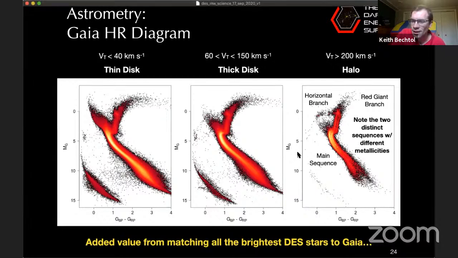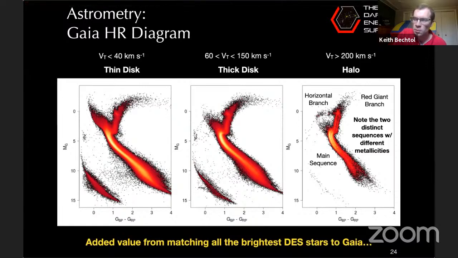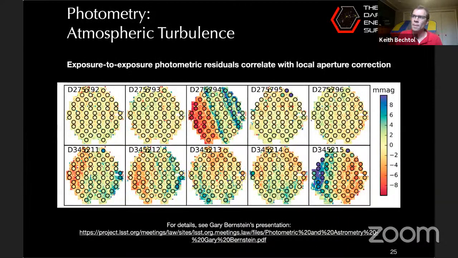In particular, you can actually see that Gaia can clearly distinguish between these different sequences of stars, these different color loci on the main sequence that correspond to different metallicities. So with DES, we can try to play similar games. We can match to Gaia, and because we go fainter with DES, we can try to extend these proper motion measurements fainter.